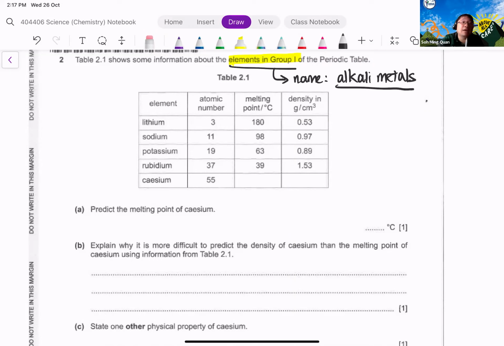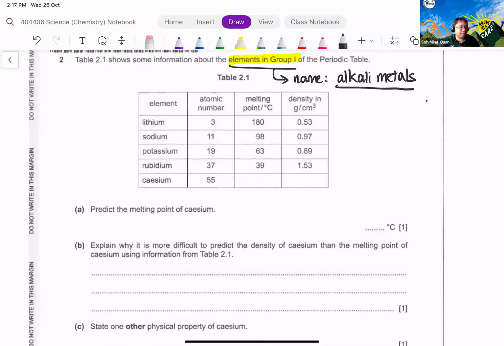Why do we call them alkali metals? Because these are metals which react with water to form alkaline solutions. For example, sodium reacts with water to form sodium hydroxide solution, which is alkaline. This is the reason why we call them alkali metals. Because they are in the same group, they will have similar chemical properties. They will also have a trend in their physical properties.